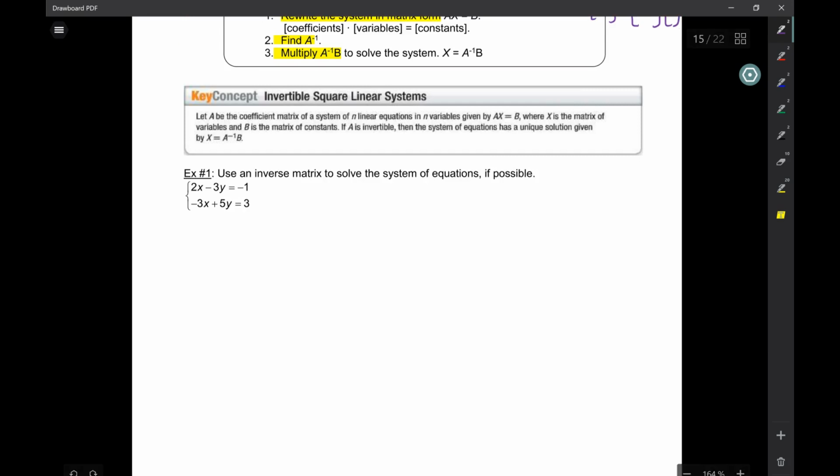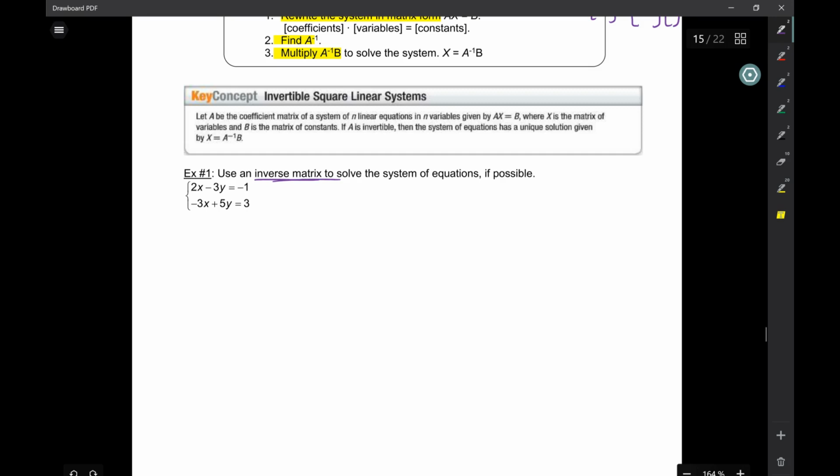When it says find the inverse, that is also used to find the determinant as well. Yeah. But you said that the way that we did it for the 2 by 2 is different, right? Unless you have a calculator. Okay. So use an inverse matrix to solve these.